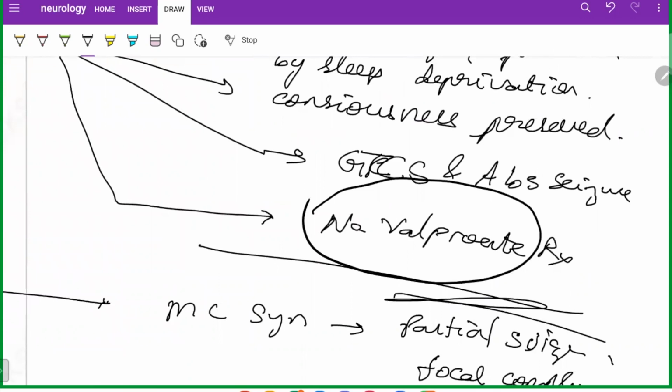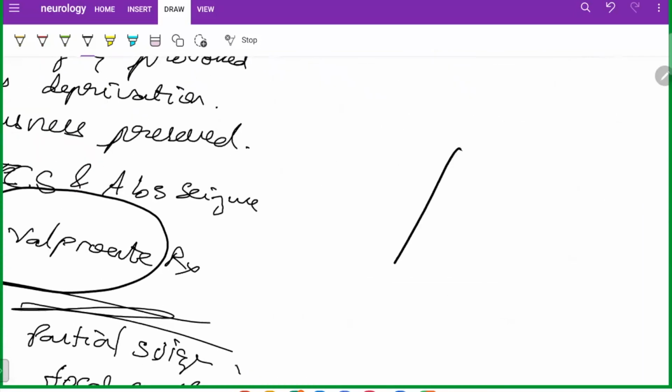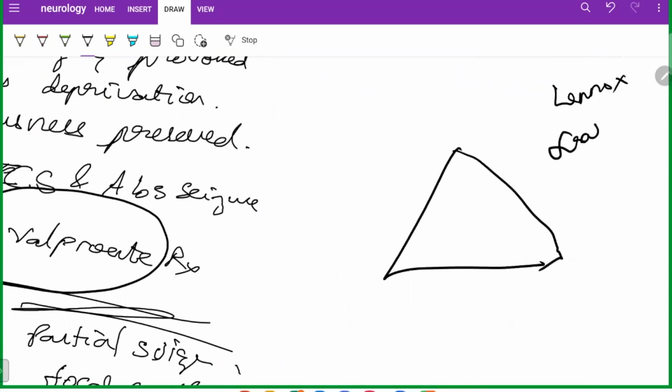Okay, so next is Lennox-Gastaut syndrome. What is Lennox-Gastaut syndrome? It occurs in children between 1 and 8 years of age. It has a triad. What is the triad? I'll just write the triad. So what is the triad for Lennox-Gastaut? G-A-S-T-A-U-T.